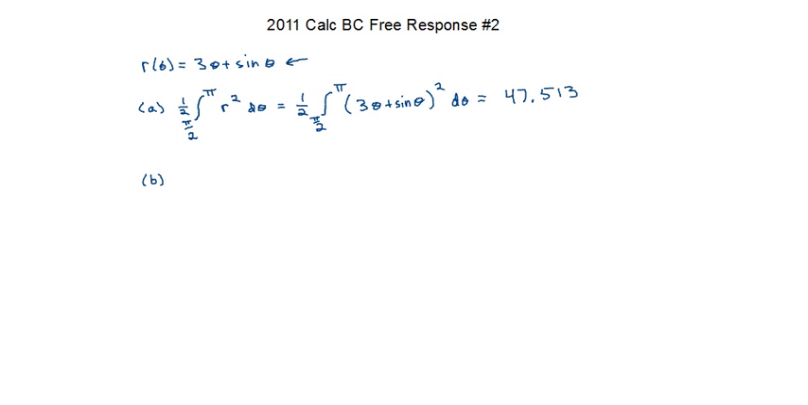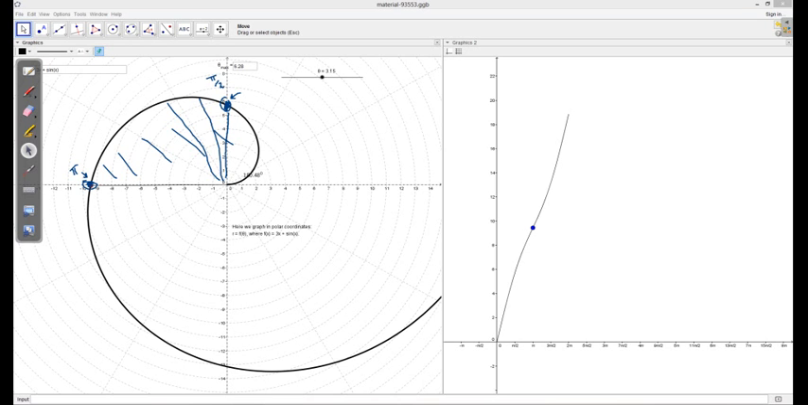Letter B asks us, for theta over 2 to pi, there is one point on the polar curve r with x coordinate equaling -3. Alright, let me go see what they're talking about. So there's one point where the x coordinate is equal to -3. So if I go over here to -3, indeed, there is one point right there. And it looks like they say, find the angle theta that corresponds to point P, find the y-coordinate, show the work that leads to your answer.